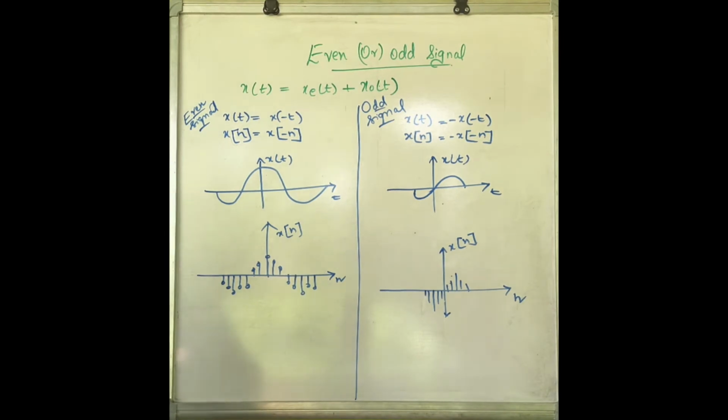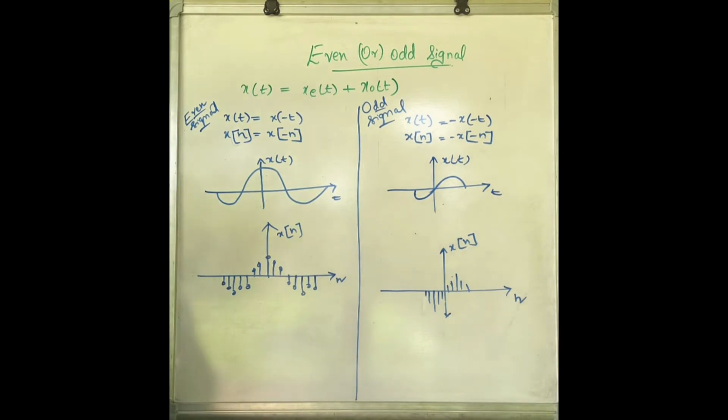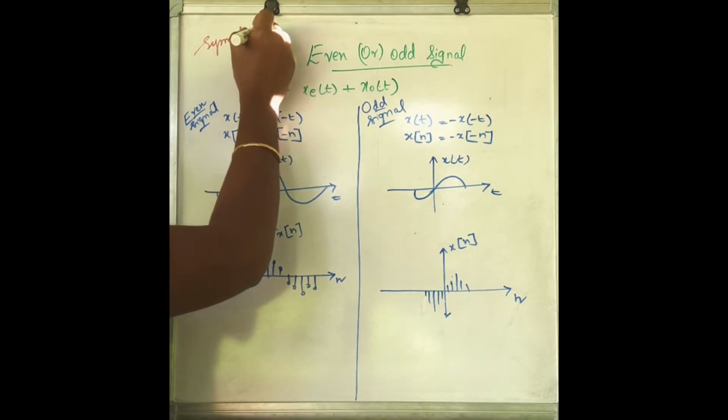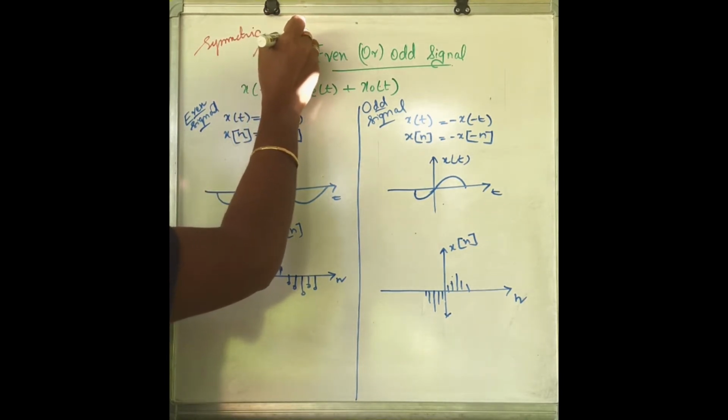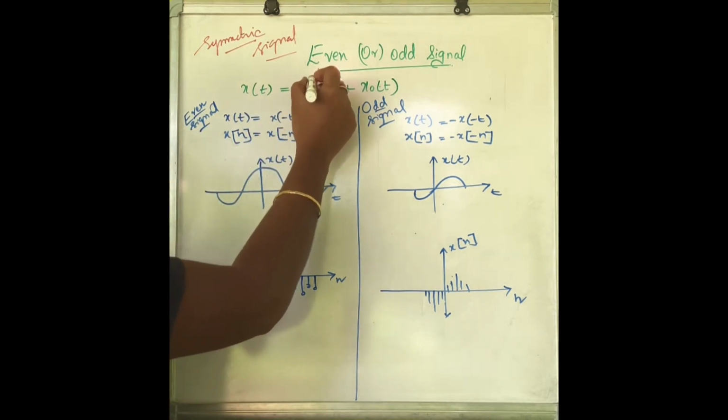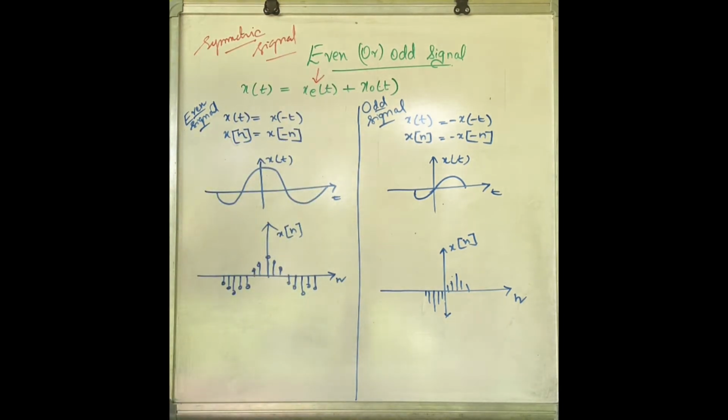Even or odd signal. An even signal is said to be even if inversion of the time axis does not change the amplitude. Another name for an even signal is a symmetric signal. Even signals are also called symmetric signals, and they are represented as x_e(t).